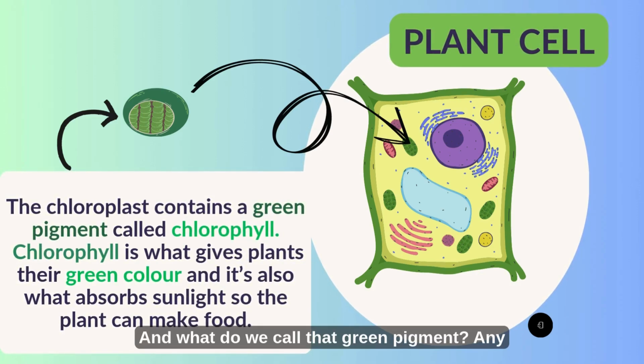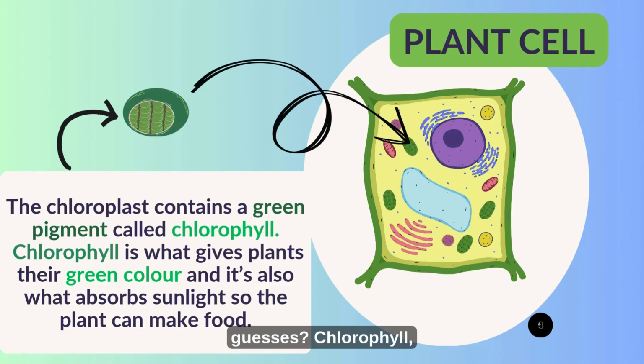And what do we call that green pigment? Any guesses? Chlorophyll, if you thought about that. Fantastic. So chlorophyll is what gives plants their green color. And the chlorophyll is also responsible for absorbing the sunlight so the plant can make its own food.